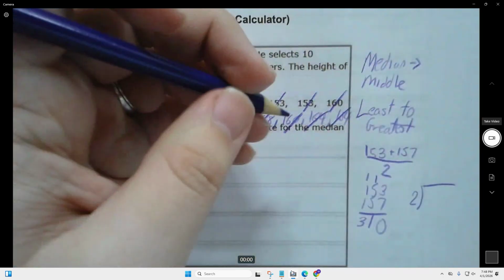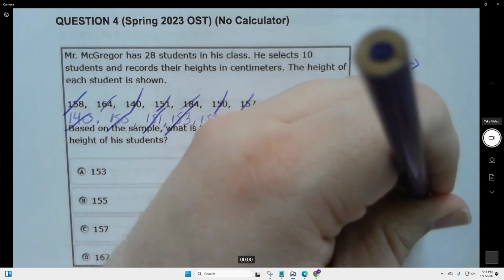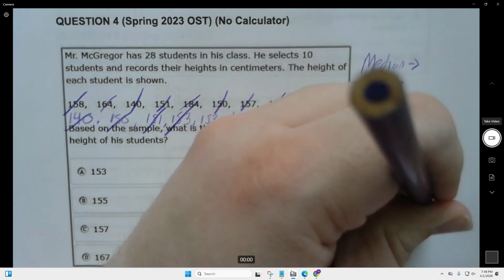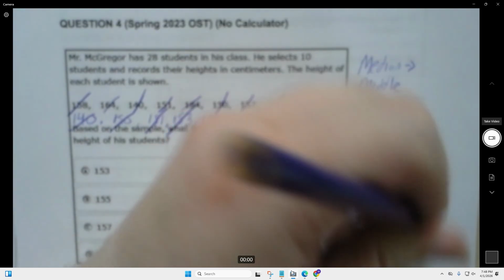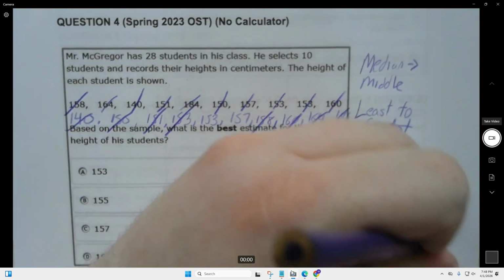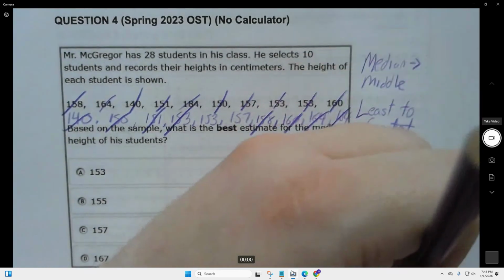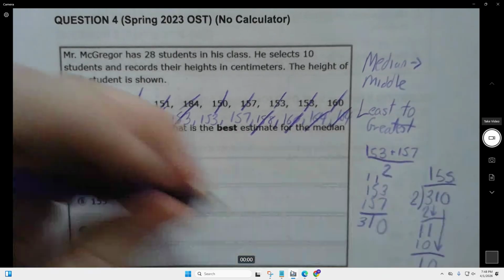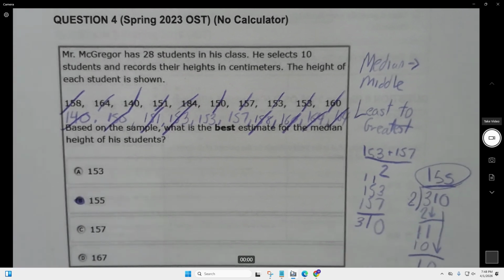Here we go, long division, 310. 2 divided by 3 is 1. 2 times 1 is 2. 1 comes down. 2 divided by 11. The highest you can go is 5. 2 times 5 is 10. 1 left over. 0 drops down. 2 goes into 10 5 times. 2 times 5 is 10, so we have no remainder. Our answer, our average, is 155.